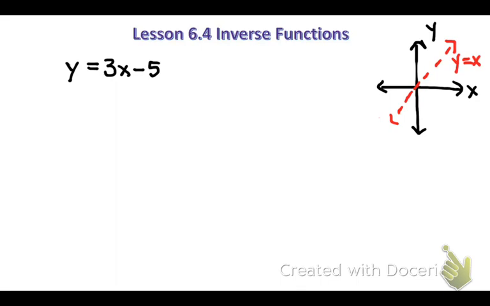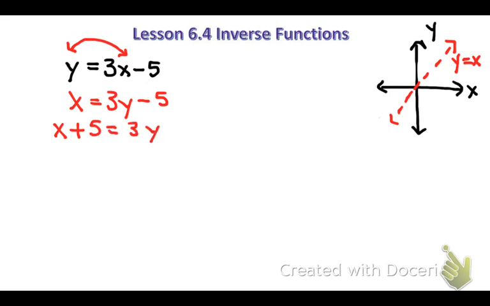To find the inverse of y equals 3x minus 5, we're just going to switch the x and y values. So it becomes x equals 3y minus 5. Now we need to isolate by adding 5 to both sides. So x plus 5 equals 3y. We need to isolate the y further, so we're going to divide every term by 3. So 1/3 x plus 5 over 3 equals y.